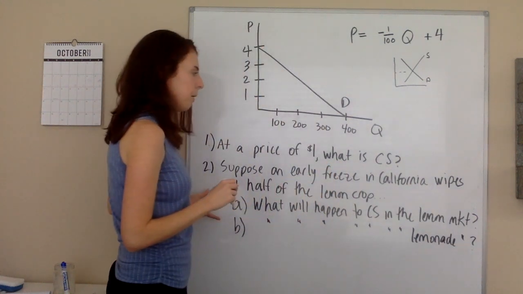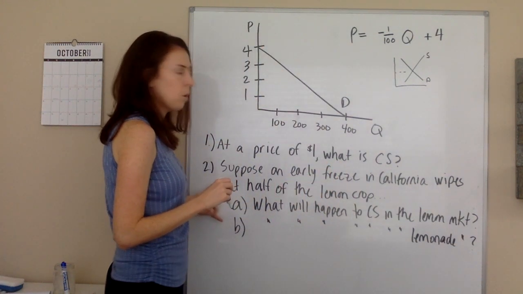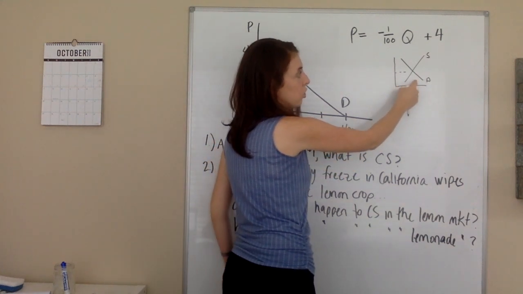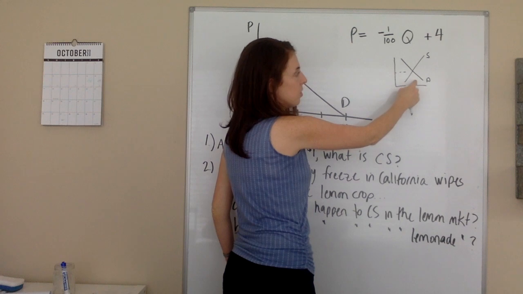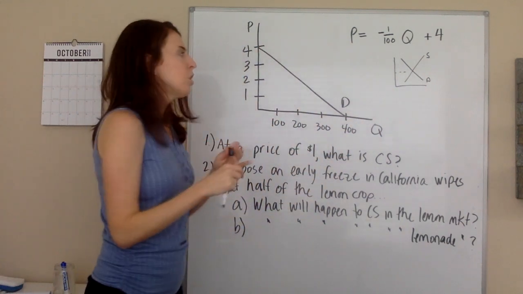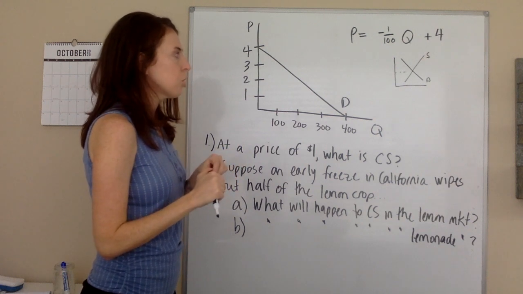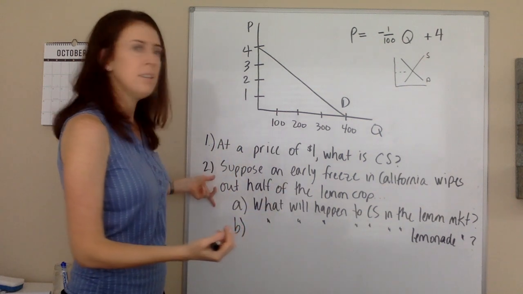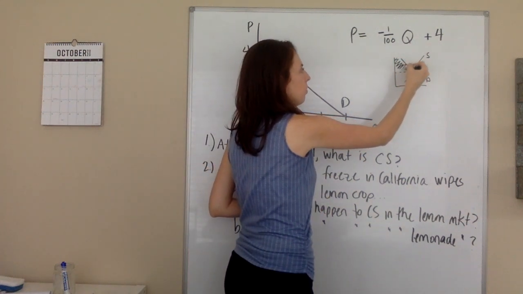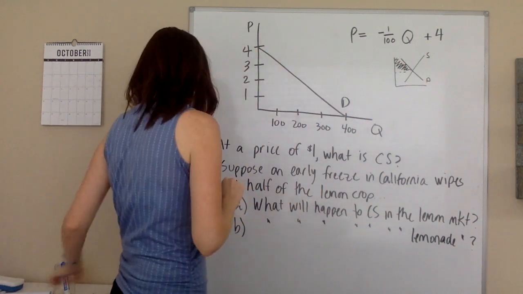If half of the lemons are wiped out, then this is going to affect either the supply or demand. One of these two curves is going to shift. This is going to change the equilibrium. It's also going to change the triangle. So what I want you to think about is, will the triangle that exists after this freeze be bigger or smaller than the existing triangle before the freeze wipes out half the lemon crop?